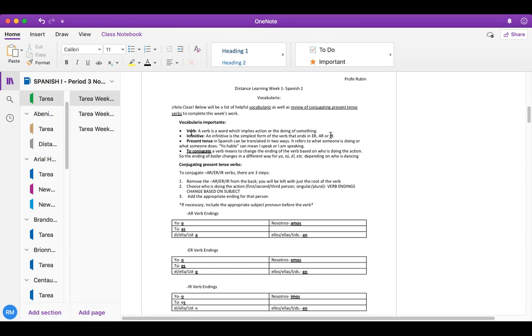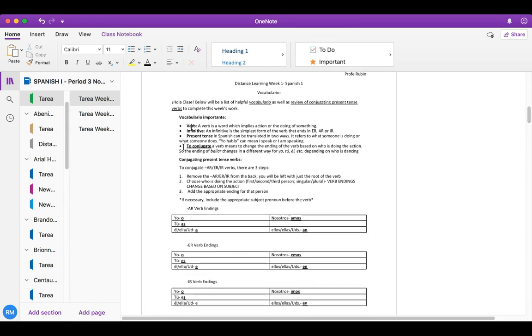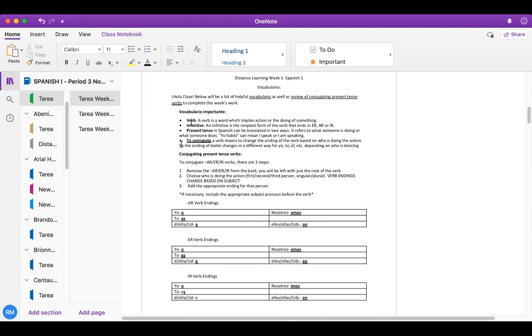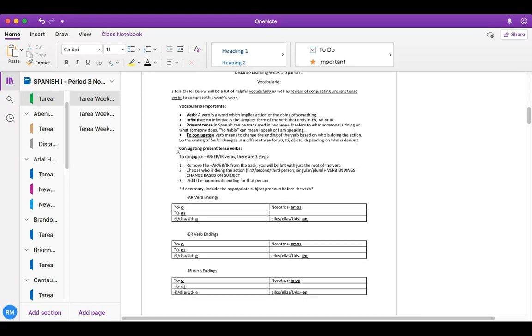AR, ER, or IR. This is really important because it lets us know that it's an action that does not have somebody or something to do the action yet. And when we conjugate our verbs, to conjugate here, the fourth definition, that means that we are giving that verb somebody to do the action. That's the most important part of this entire lesson. When you conjugate a verb in Spanish, it means that you give an action somebody to do that action.